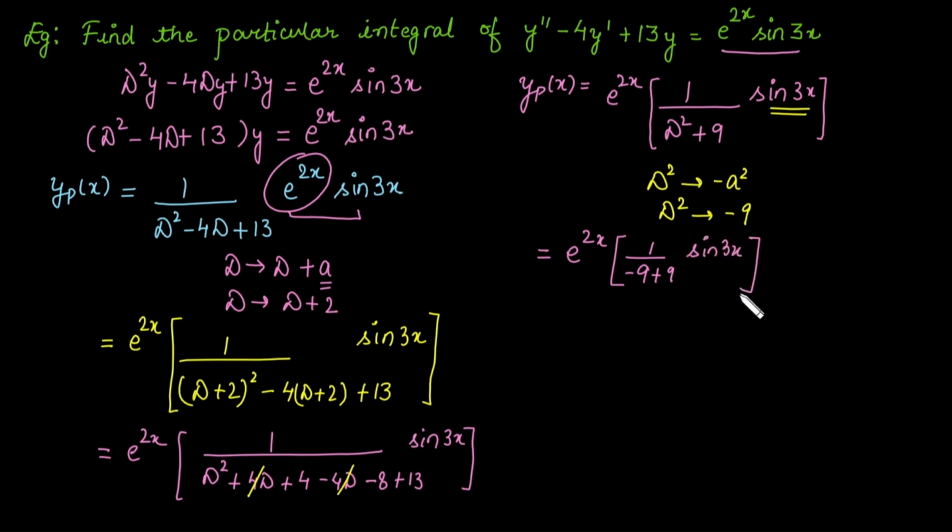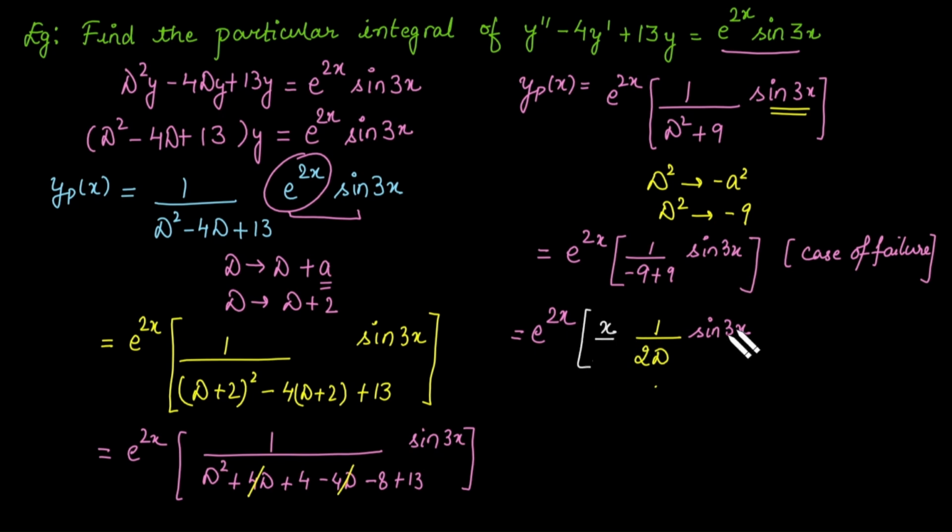So this is a case of failure because we are getting a 0 in the denominator. In case of failure, we take a new function f(D); we will not take the previous function. In this case the function f(D) is D square plus 9. So take its first order derivative, so we have 1 upon 2D. These two terms are as they are, e raised to power 2x and sine 3x. But we take an additional term in this case since we are taking a first order derivative. So we multiply this operator with x.